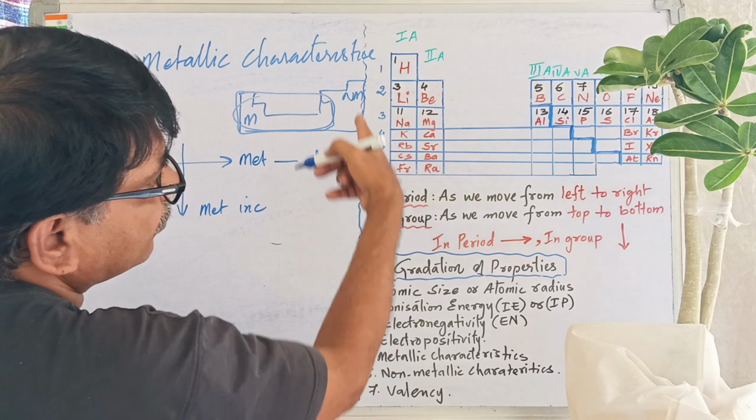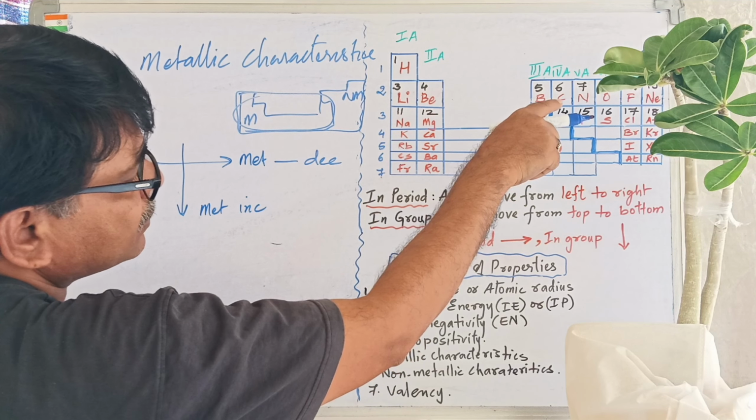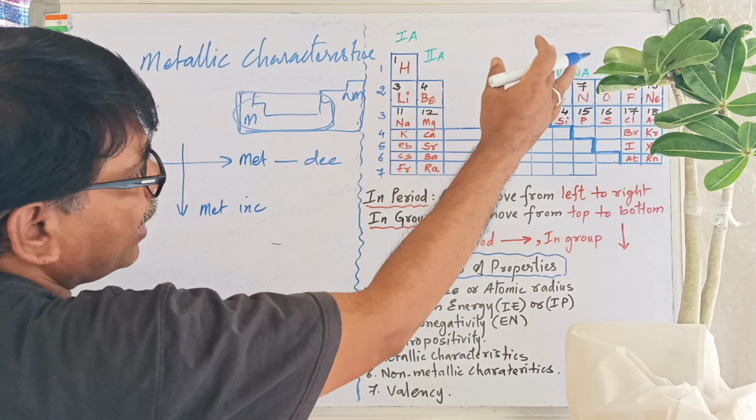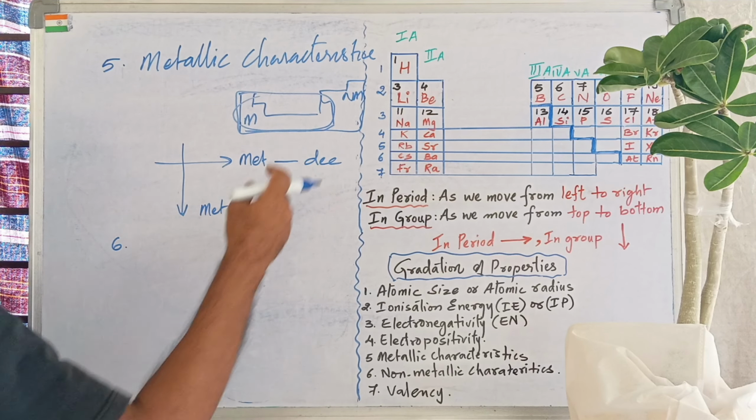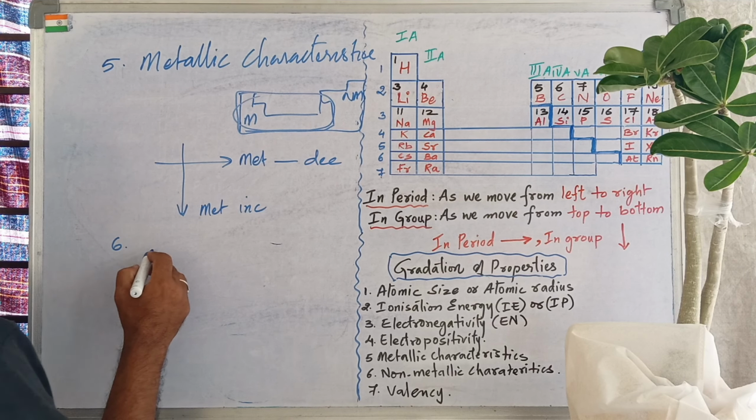Then comes your sixth topic, and moreover, metals are ready to lose electrons. They are all cations. And non-metals are ready to acquire electrons. They are all anions. Anion is negative. Cation means positive. That is another way of explanation.